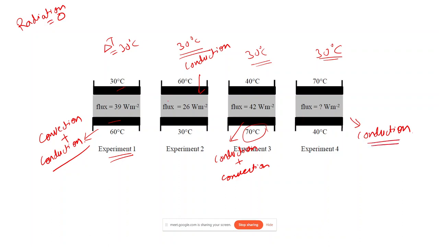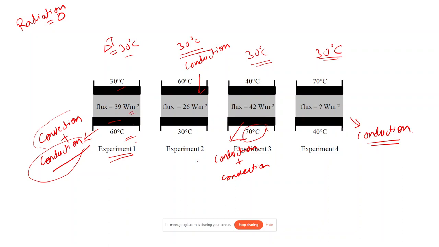So see, the fluid is remaining the same in each of these experiments, as well as the plate is also remaining the same. So basically the heat transfer due to conduction will remain the same, whereas the heat transfer due to convection will change based on the temperature of the bottom plate. That is why in experiment 1 and experiment 3, even though the delta T is the same at 30 degrees Celsius, the heat flux is different.